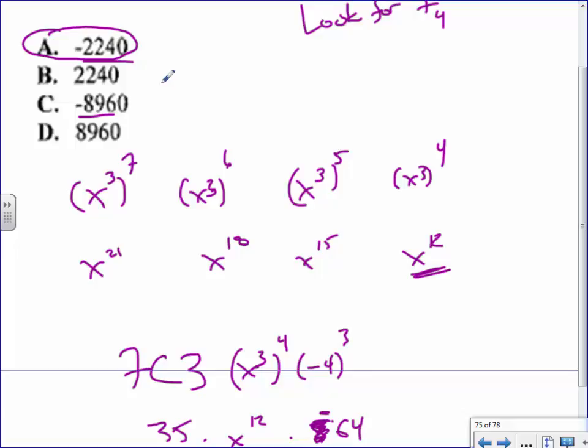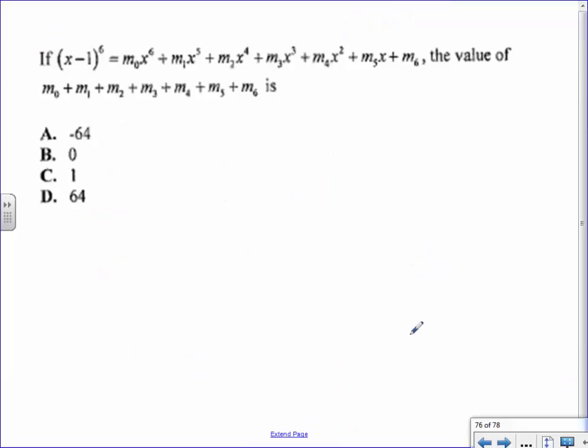You guys follow that logic? Yeah. So this one here looks really intimidating. I mean, it looks intimidating. But bear with me for a second here.